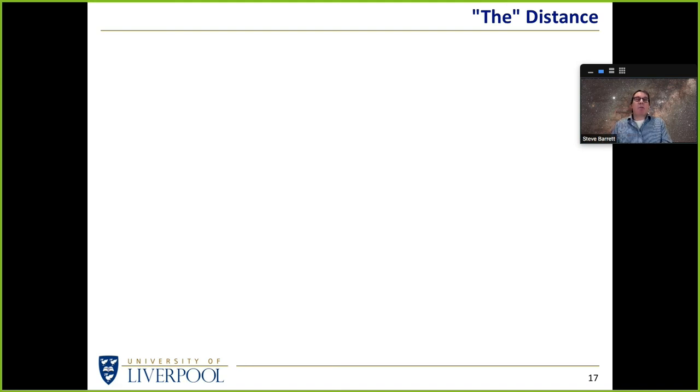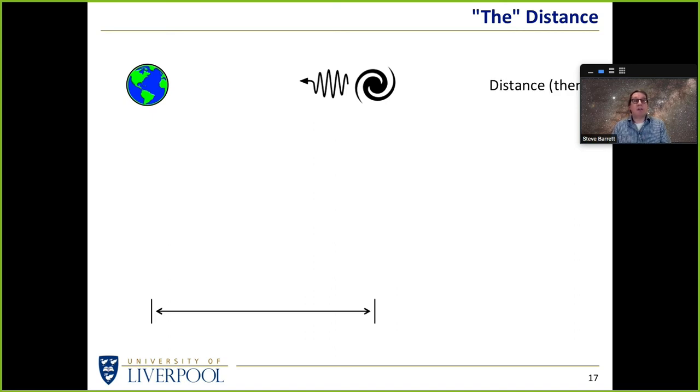Remember, it's very remote, so the light left this object a long time ago. So we can imagine the distance between the Earth and the galaxy when the light left the galaxy. In other words, the distance then. And we can say, what was that distance?